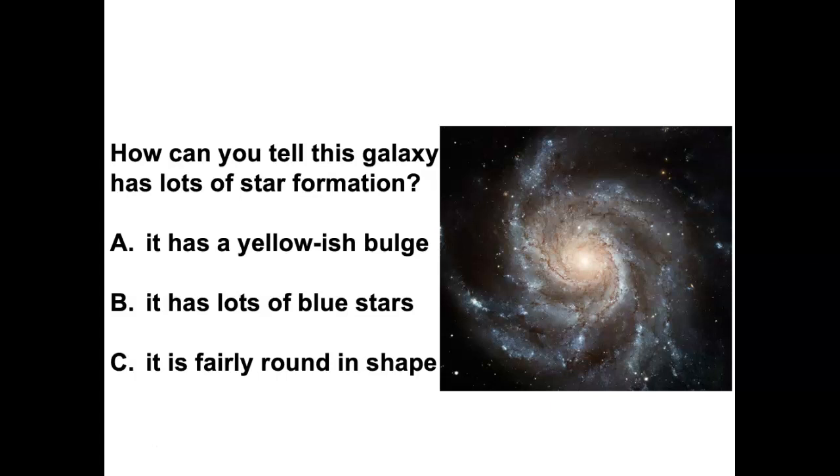How can you tell this galaxy has a lot of star formation? Well, when you have active star formation, you're giving birth to new stars, so you're going to have young stars. How do you know if you're looking at young stars? There are a lot of blue stars. All those blue stars that you see in this picture have to be young, because hot, blue, high-mass stars don't live that long. So you must be looking at young stars.